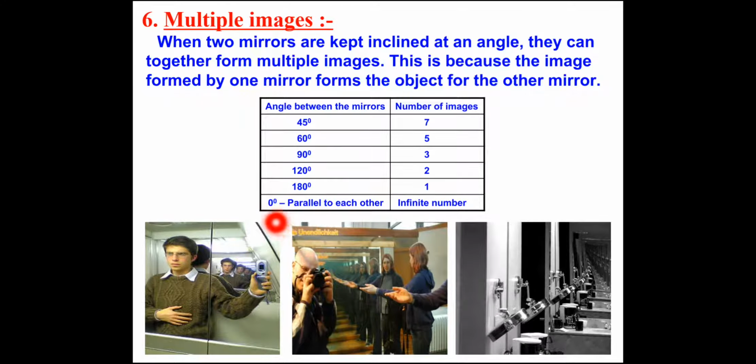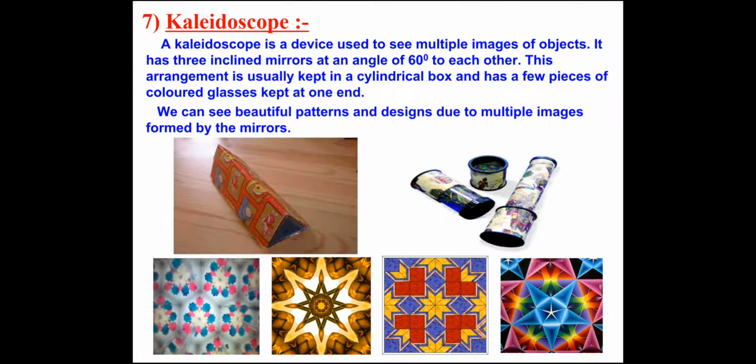Here it is given that at 0 degrees, when the mirrors are parallel to each other, an infinite number of images can be obtained, as given in this table. So this is all about the multiple images which can be obtained with the help of more than one mirror, meaning two mirrors which are kept inclined at an angle.